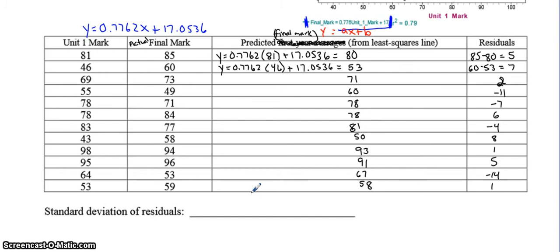Now, in order to figure out which points are outliers, what you have to do is calculate the standard deviation of the residuals. You would take all of these residuals and put them into Fathom, and then you would find that the standard deviation was 7.3.